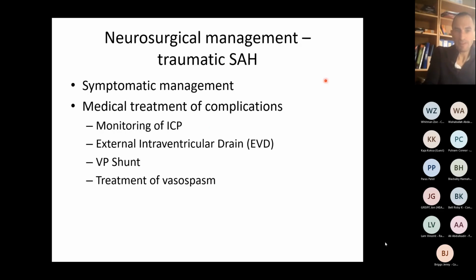Your patient with a traumatic subarachnoid hemorrhage. So generally, you're managing them symptomatically. You're treating complications. You're trying to drain any blood and prevent them from getting any hydrocephalus and treating vasospasm. So they have an EVD put in. They might have a shunt and any treatment of vasospasm a bit later down the line.